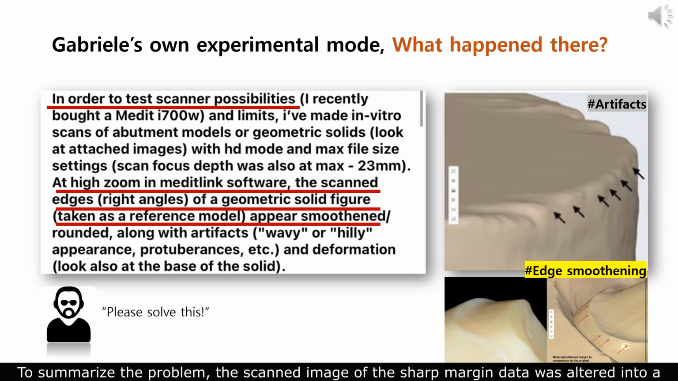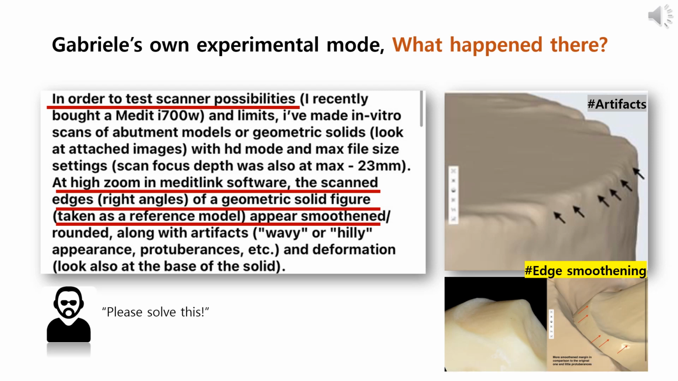Gabriele's own experimental model, what happened there? To summarize the problem, the scanned image of the sharp margin data was altered into a rounded shape. When we use a scanner, our purpose may be to obtain data as precise to the actual shape as possible. As Gabriele asked, if the scanner cannot capture the margin as it is, we need to know exactly why this phenomenon occurs.